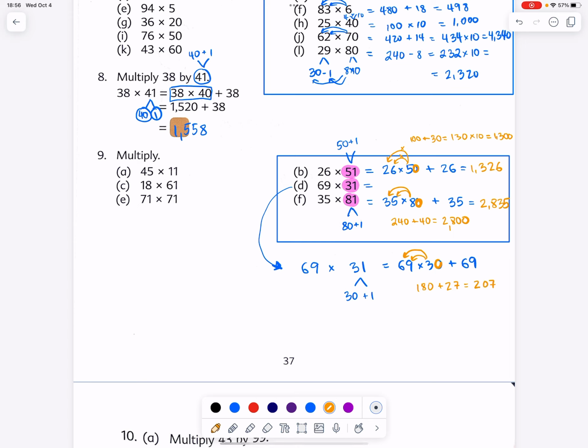207. But then we have to multiply times 10. And there's that extra 0 plus 69. And together we will have 2,070 plus 69, 2,139.